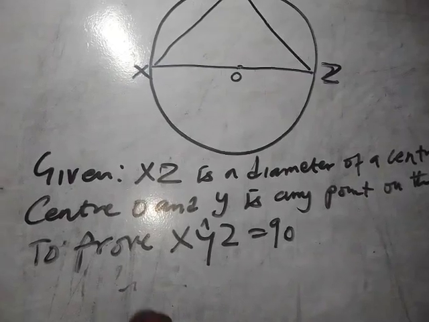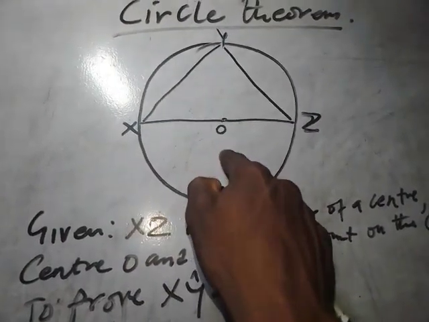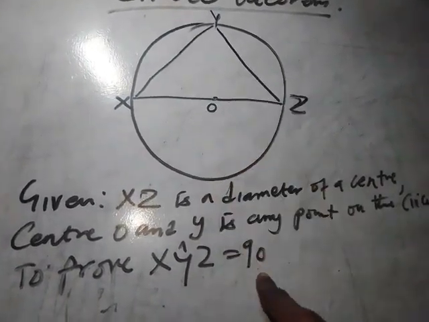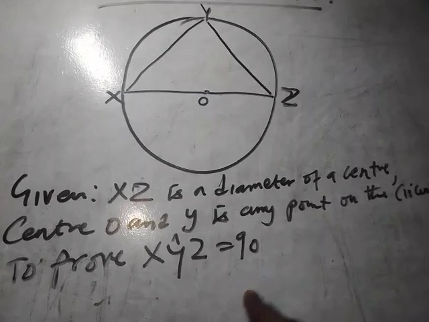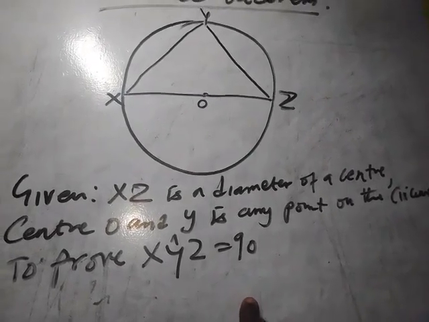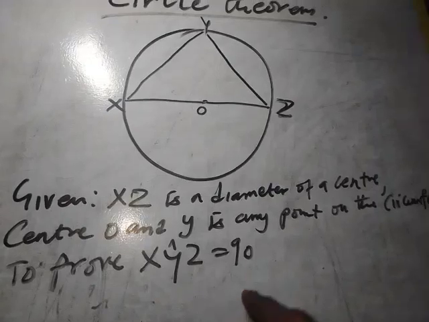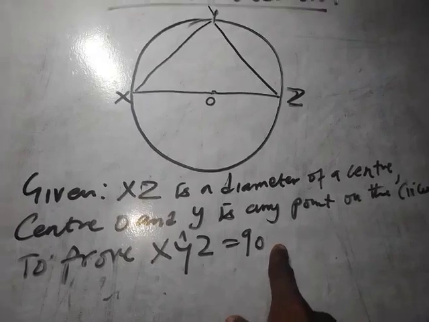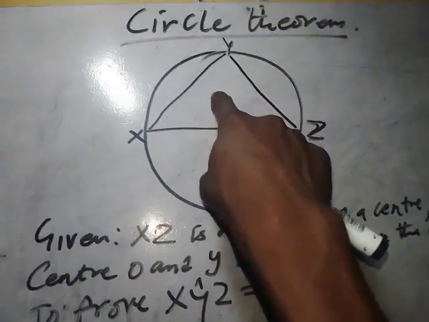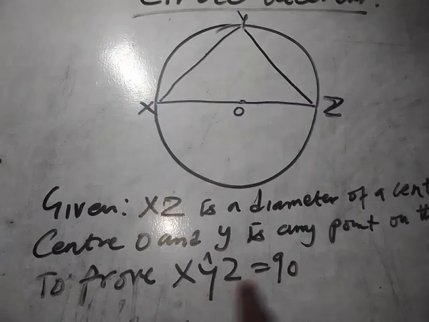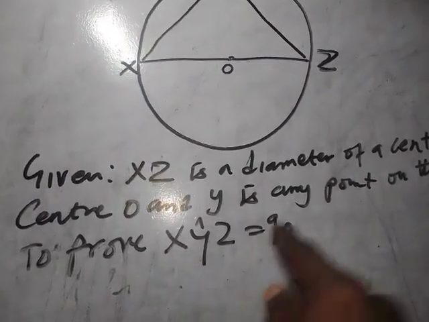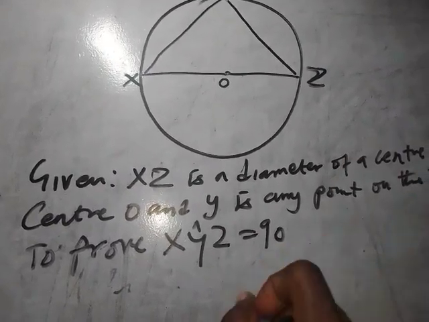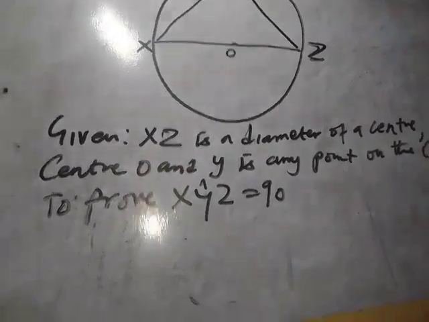Remember that I told you that this theorem is called angle in a semicircle is a right angle. A right angle is always 90 degrees. So we are going to prove that angle xyz is 90, because this theorem states that angle in a semicircle is a right angle, and we are going to prove that angle xyz is 90. That is where we are going to accept that angle in a semicircle is a right angle. Okay, let's try.